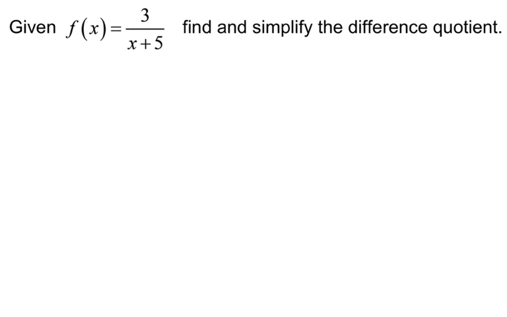Welcome. In this example, we're given the function f of x equals 3 divided by the quantity x plus 5. We're asked to find and simplify the difference quotient. What we have here represents our difference quotient: f of x plus h minus f of x, all of that divided by h.